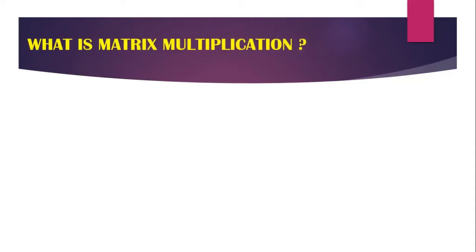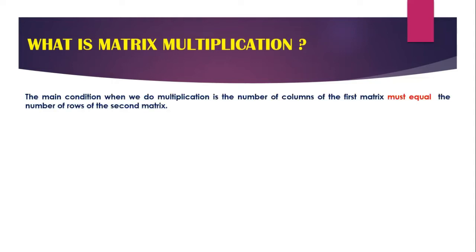Okay, so then, what is matrix multiplication? The main condition when we do the multiplication is the number of columns of the first matrix must equal the number of rows of the second matrix. Once again, the main condition when we do the multiplication of matrices is the number of columns of the first matrix must equal the number of rows of the second matrix.